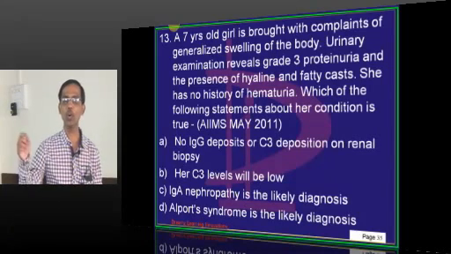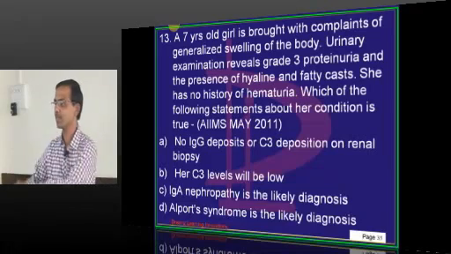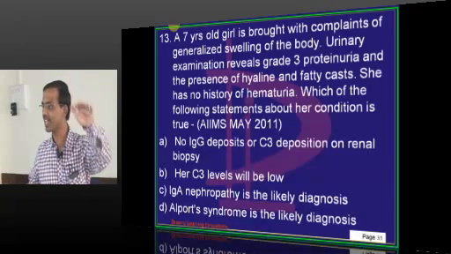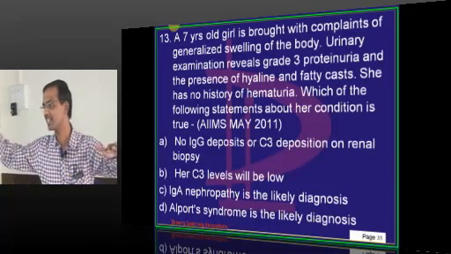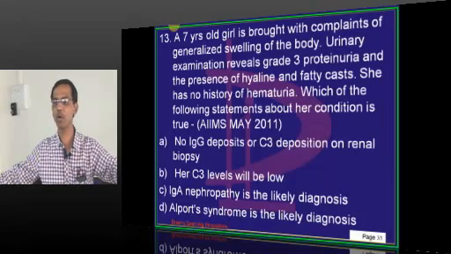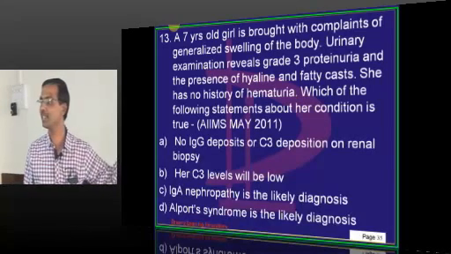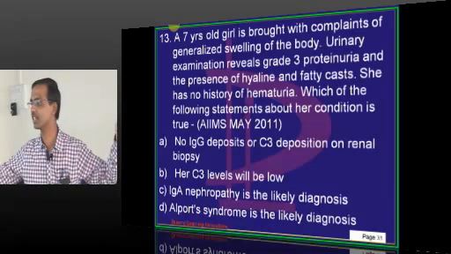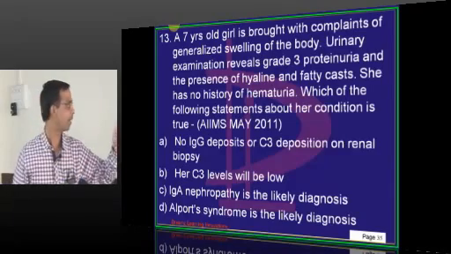C3 levels will be low only if there is C3 deposition in the glomeruli. If C3 is deposited in the glomeruli, then in the blood, C3 levels have to be low. That is called hypocomplementemia. Whenever C3 gets deposited in the glomeruli, the serum C3 level will fall. So her low C3 levels mean they are trying to say that C3 is deposited in the glomeruli. In minimal change disease, there is no C3 deposition in the glomeruli.